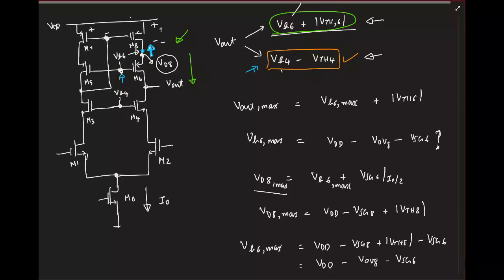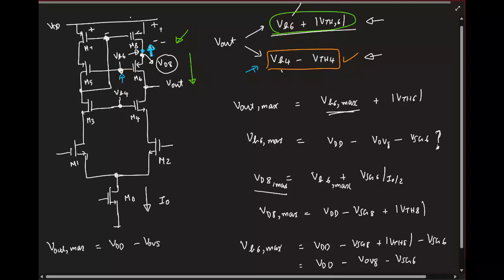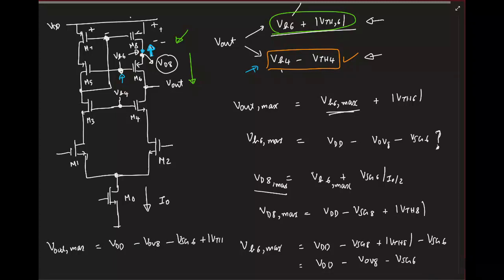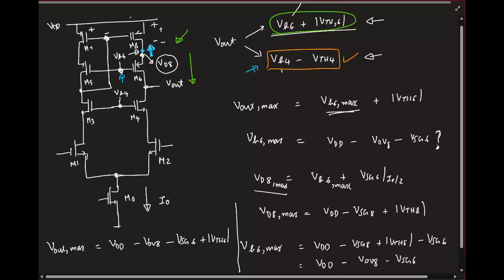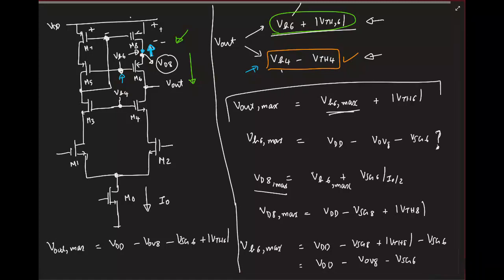If there is some confusion, please let me know. I'll clarify it once. Okay, so if this is fine, now we have found the maximum of VB6 max. So what is V out max? It's this guy: VDD minus overdrive of 8 minus source to gate of 6 plus mod VT of 6, right? This is from here.